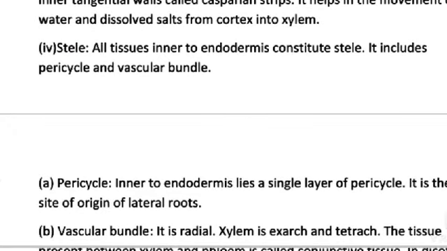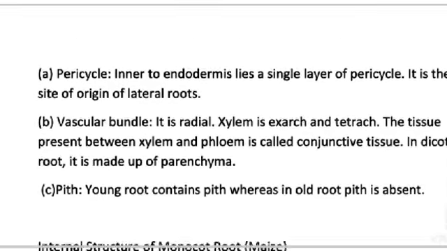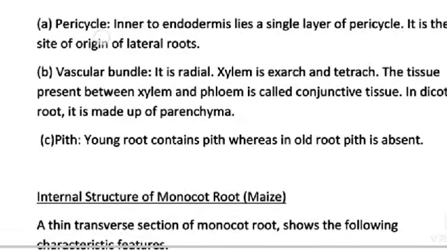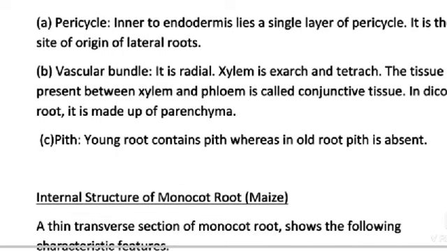Stele. All tissues inner to the endodermis constitute the stele. It includes the pericycle and vascular bundle. Pericycle. Inner to the endodermis lies a single layer of pericycle. It is the site of origin of lateral roots. Vascular bundle. It is radial. Xylem is exarch and tetrarch in condition.